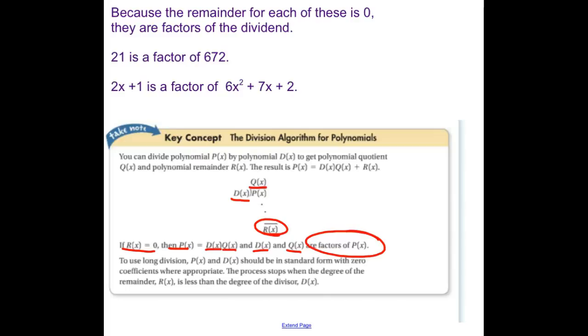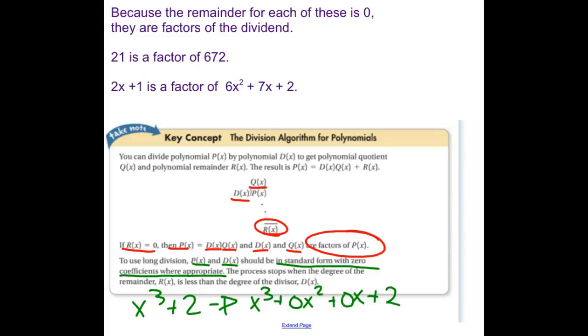Okay? There's a few key things you need to know to use this long division. Your polynomials have to be in standard form with 0 coefficients where appropriate. So if you have something like x cubed plus 2, you have to write it out as x cubed plus 0x squared plus 0x plus 2, or it's not going to work correctly. The other thing you have to pay attention to is that the process of long division stops when the degree of the remainder is less than the degree of the divisor. Okay? So then the process stops.